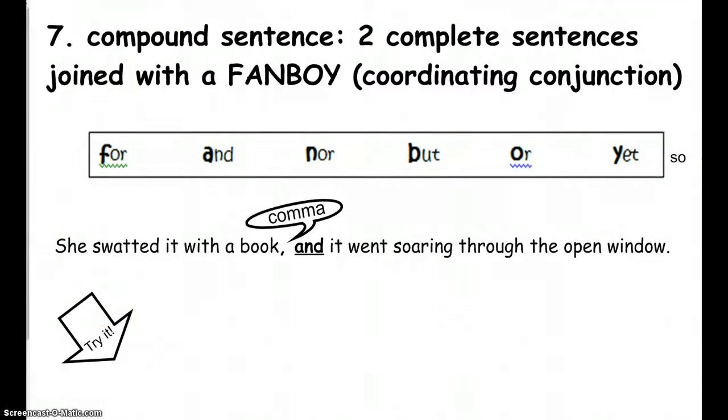And so our first step is to get rid of our prepositional phrases, with a book and through the open window. I see that I've got a comma conjunction. What I want to know now is there a subject and a verb on both sides? She swatted it. She is the subject, swatted is the verb. On the other side I have it went soaring. It is the subject and went is the verb. So that is a compound sentence because we have a subject and a verb on both sides of our comma conjunction. So again, we did some examples and students wrote their own.